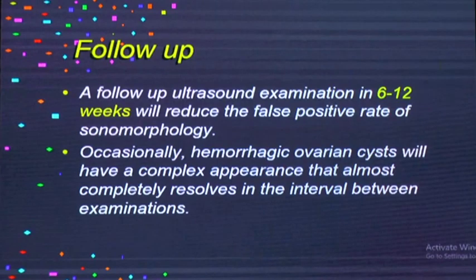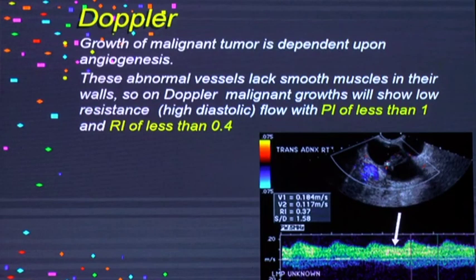Follow-up should be done at 6 to 12 weeks. If the cysts are benign, they regress. If they are malignant, they will not regress. On Doppler, we have to see the diastolic flow. If the diastolic flow is high and the RI or PI is low, that is a malignant ovarian cyst.